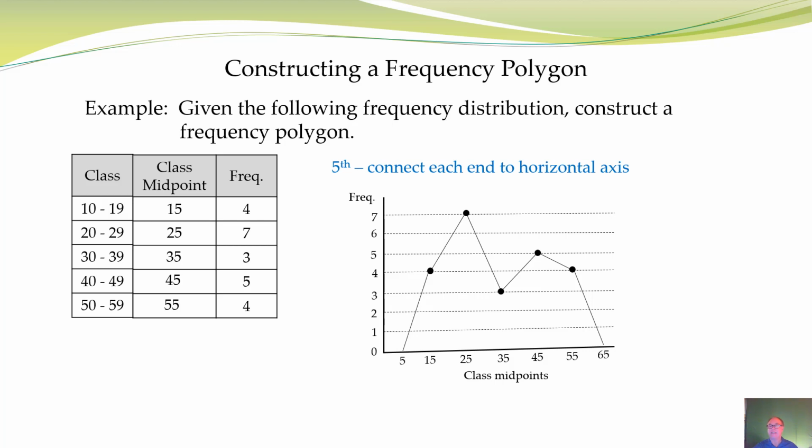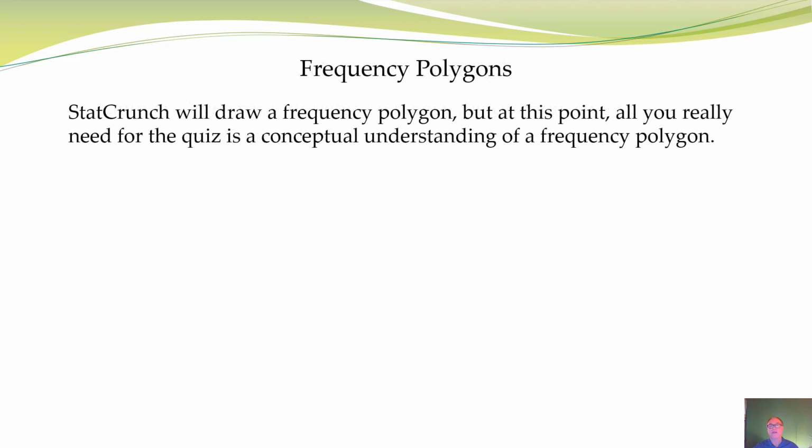And if you look at this, there are only 1, 2, 3, 4, 5 classes. So you should be able to look at a frequency polygon and determine the number of classes by looking at the dots. StatCrunch will draw a frequency polygon, but at this point, all you really need for the quiz is a conceptual understanding of a frequency polygon.